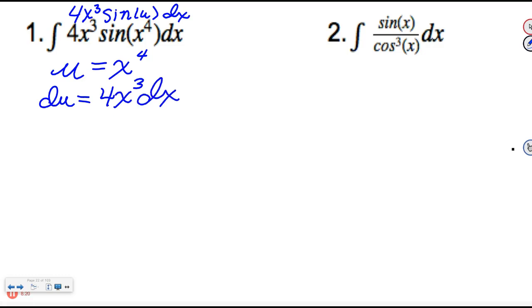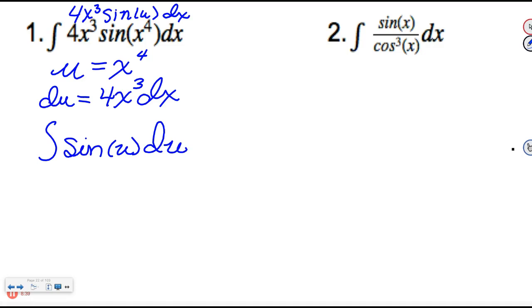I'm going to ask you what I asked you yesterday. Is this what I want, or do I need a fraction correction? It's exactly what I want. This is actually the antiderivative of the sine of u with respect to u. Do you get what I'm doing here?